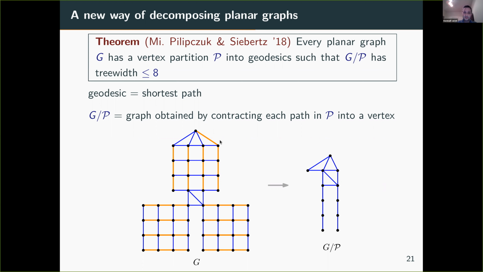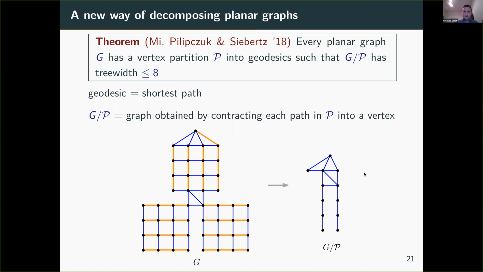This is one of my favorite theorems, and it says the following: take your favorite planar graph, then there is a way to partition the vertices of your planar graph into geodesics, so shortest paths in your graph. Look at these orange paths, for instance, on this planar graph here on the left. In such a way that when you contract each of these geodesics into a vertex, so you're defining some minor, then that graph has small tree width, at most 8.